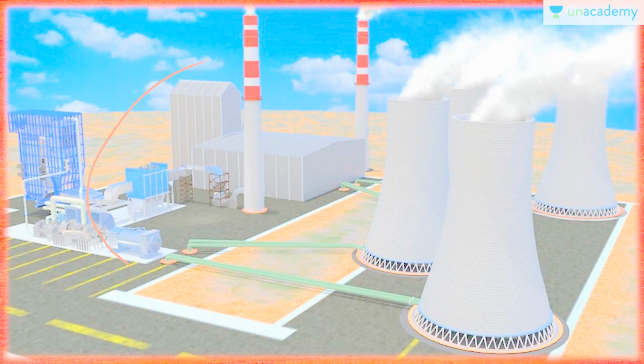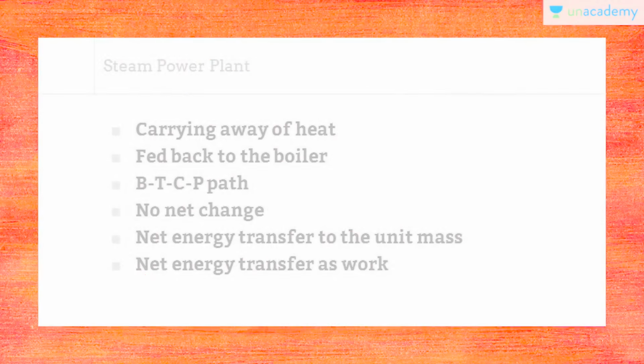So you can see this is what a steam power plant looks like. The condensed water is then fed back into the boiler by the pump and the cycle goes on repeating itself. The working substance, water, thus follows the BTCP path, that is boiler, turbine, condenser and pump, path of the cycle interacting externally.